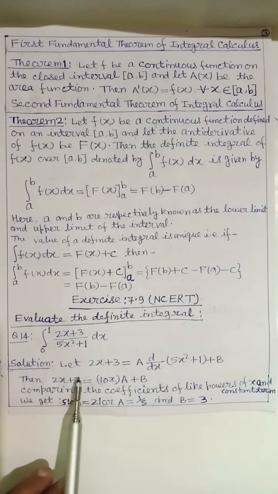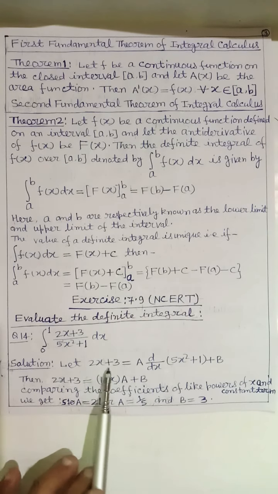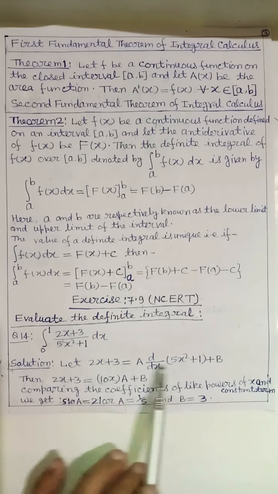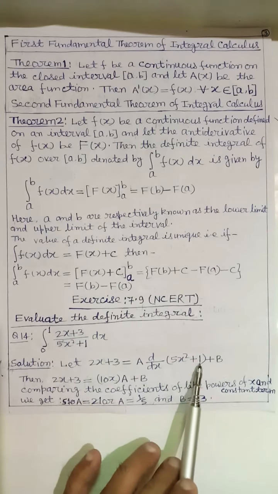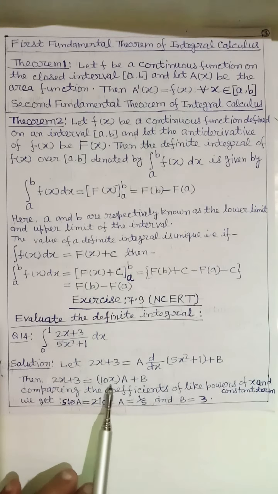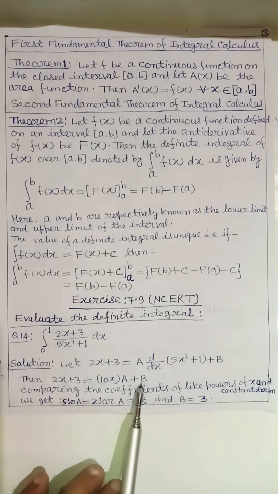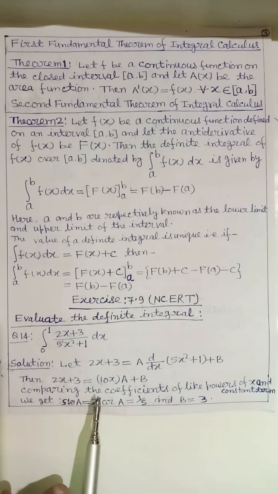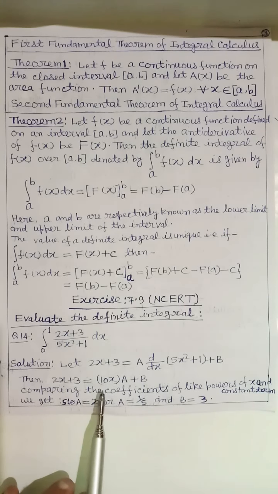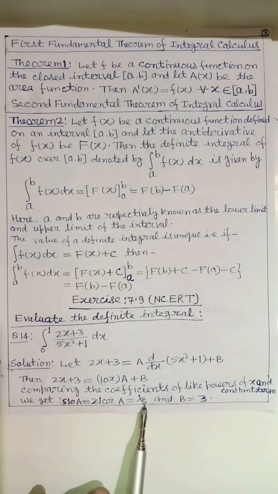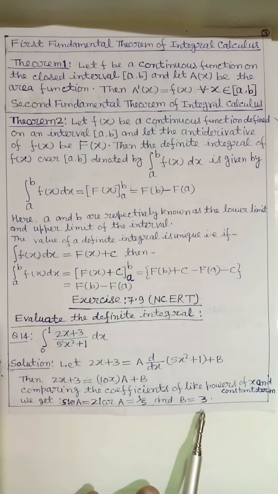Here already we know 2x plus 3 can be written as a into derivative of denominator, here 5x square plus 1, plus b, and we get 2x plus 3 equal to 10x into a plus b, and using the coefficients of like powers of x and the constant term on both sides, we get a is equal to 1 by 5 and b is equal to 3.